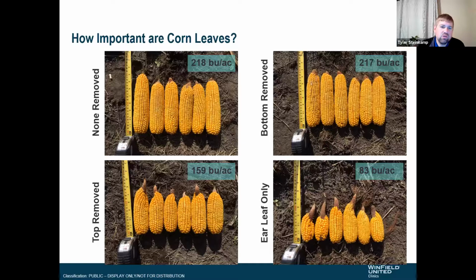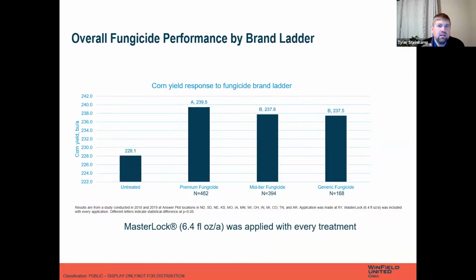Now, there is also a big difference in our fungicides and some of the newer fungicides versus some of the older fungicides. Okay, so here you can see our untreated check. Here's our premium fungicide, mid-tier fungicide, and then our generic fungicides here. And you can see the effect that has on our yield response.